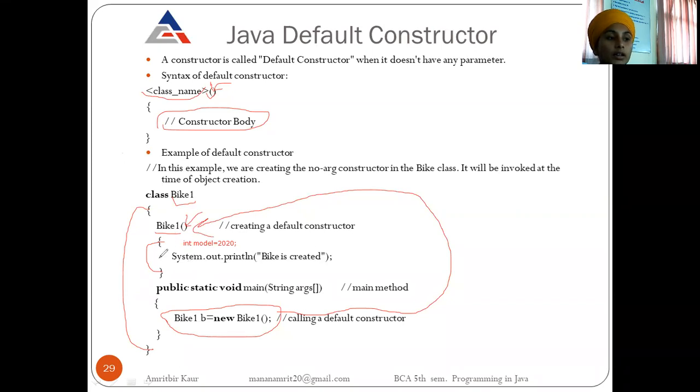And in the body there is a message to display, like "bike is created", which will be displayed on the screen. After that it will come to the next statement. If there is any operation it will perform it, and here is the end of the main method. So every time it will display "bike is created".